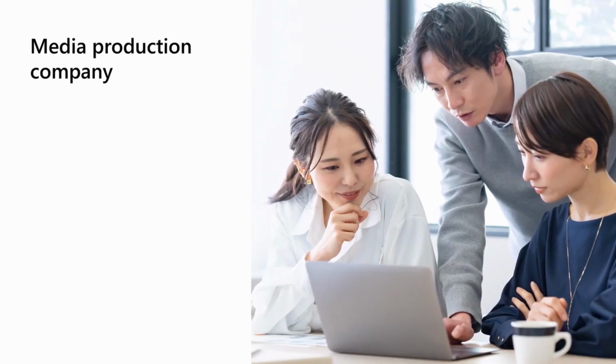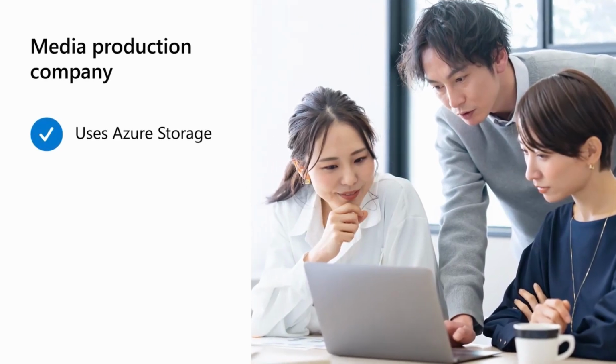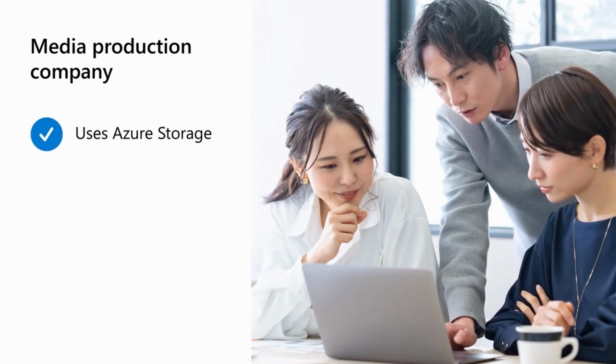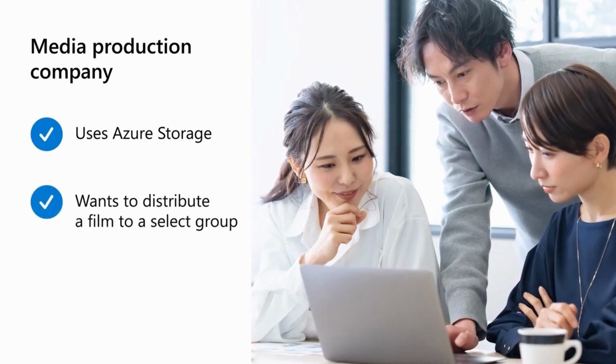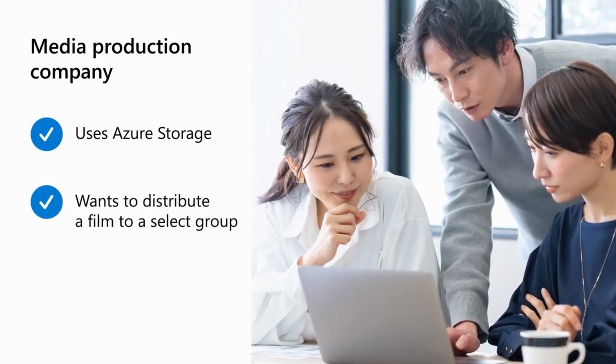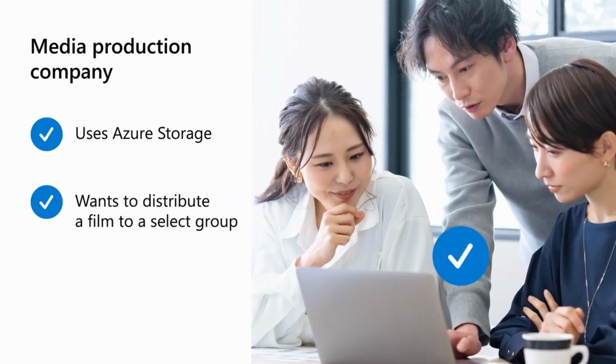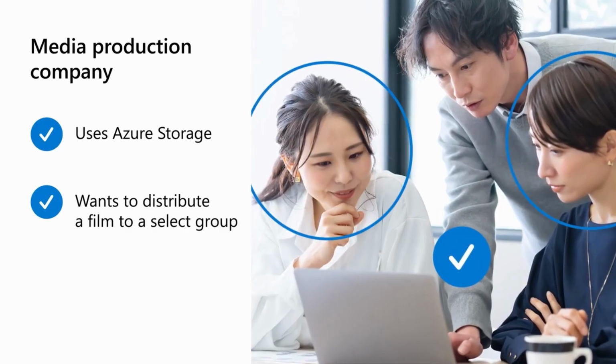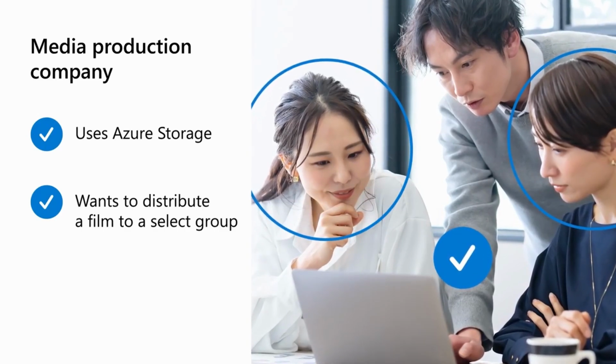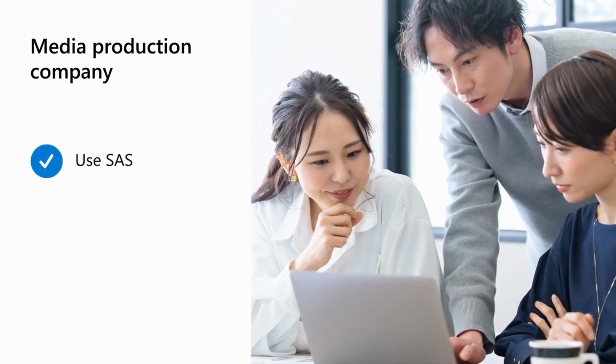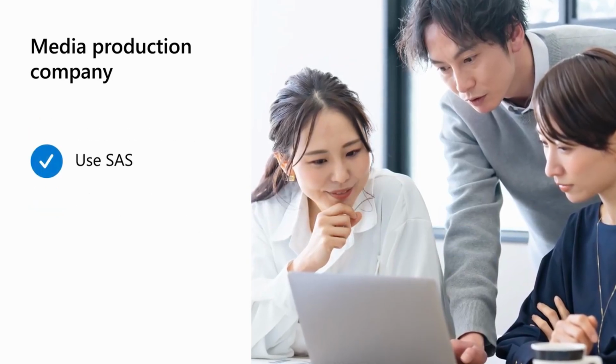Consider that a media production company you work for uses Azure Storage to store and manage data. The company wants to distribute its latest film to a select group of partners for review. How will you restrict access only to authorized individuals and for a specified period? You can use Shared Access Signatures, also called SAS.